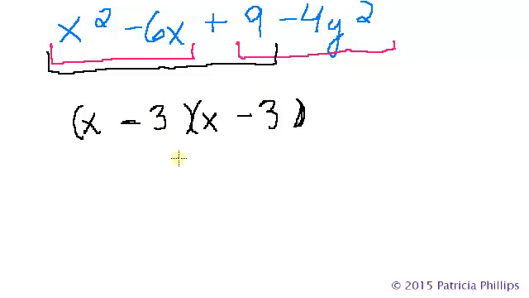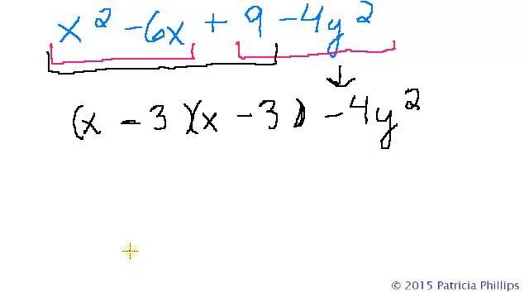Okay, and what do we have left over? It looks like we might have a common binomial factor, but what do we have left over? We have, from up here, the minus 4y squared. So you're probably thinking, wow, this looks a lot different than the other ones. What are we going to do with that?